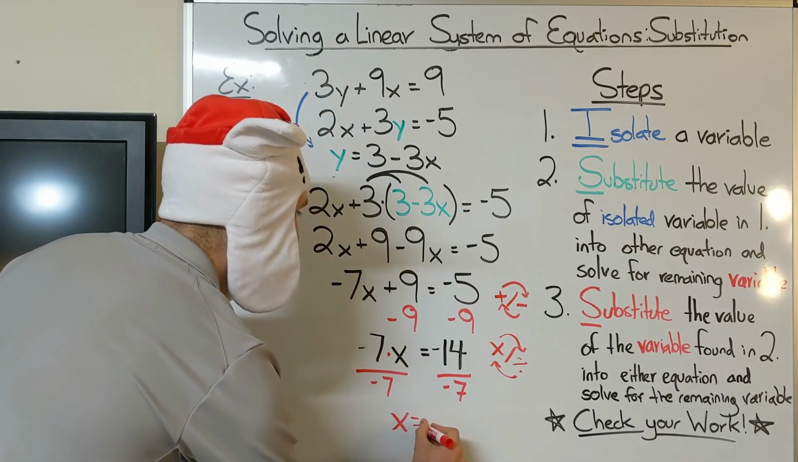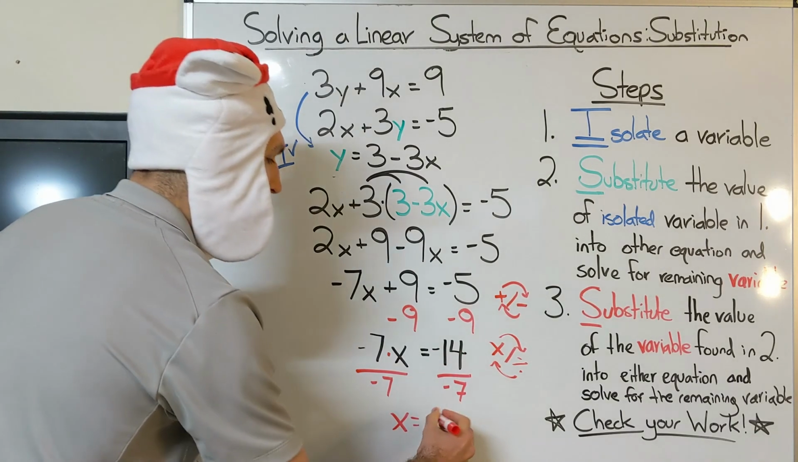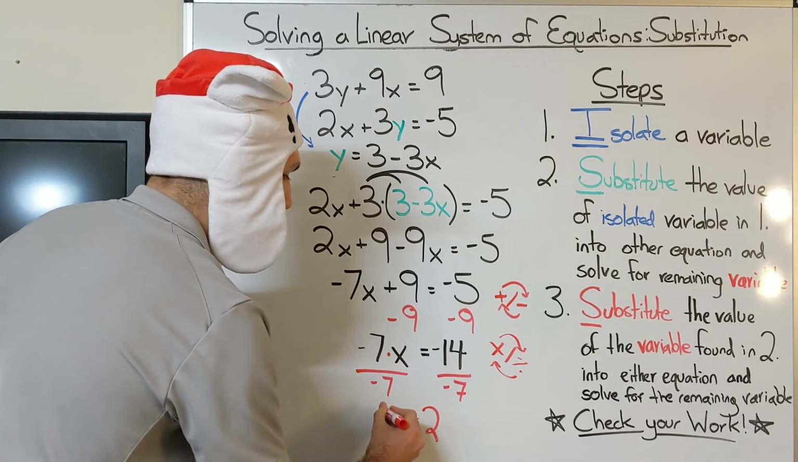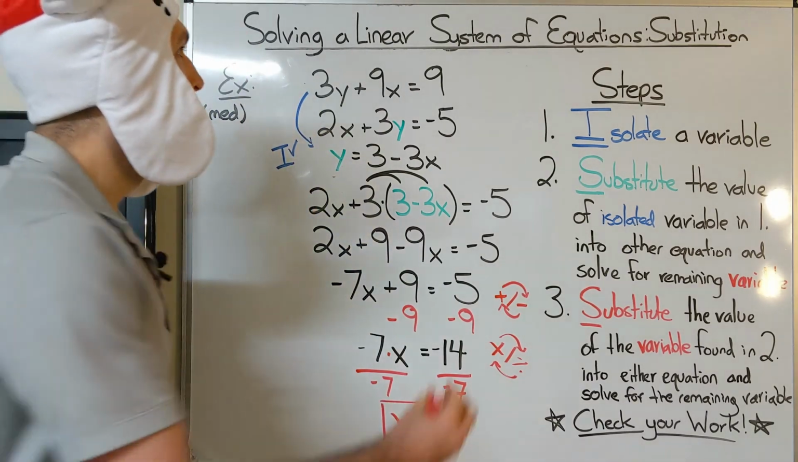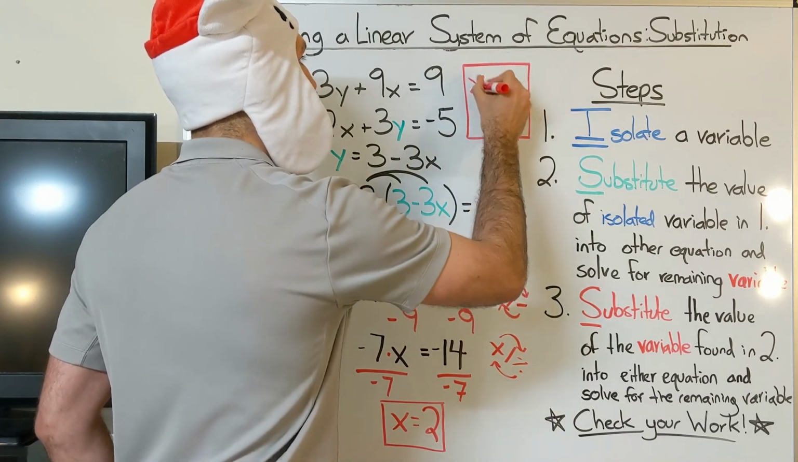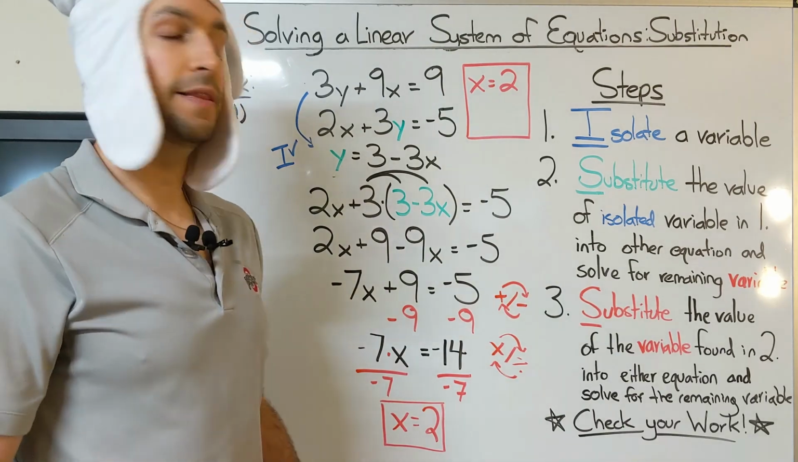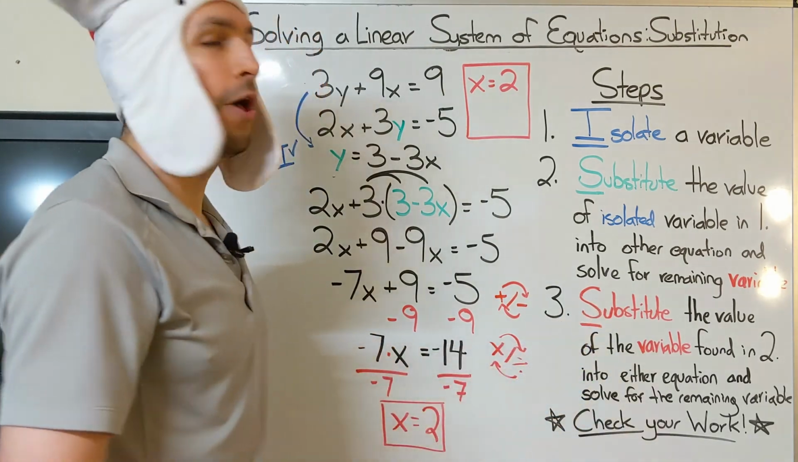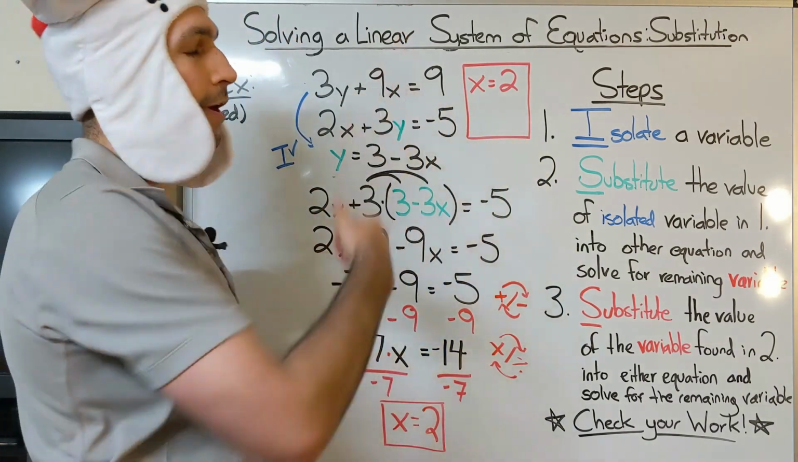x equals negative divided by a negative will be a positive. 14 divided by 7 is 2. So I believe the value of my x is 2. Let's write that up here. We believe we know x's value to be positive 2. I'm going to clean this up and move on to my third step, where I substitute the value of x into either of these equations.